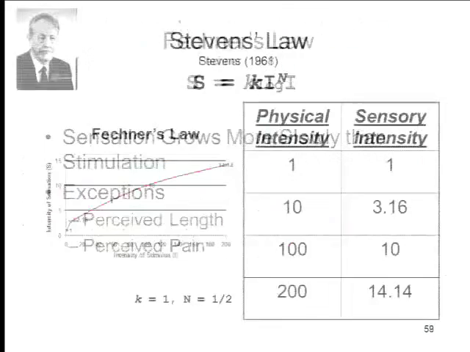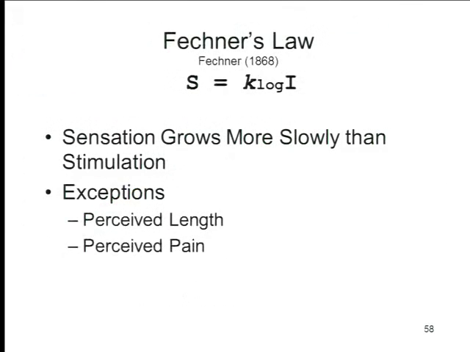What does this mean in English? Okay, what it means in English really is that, as a rule, sensation grows more slowly than stimulation. Okay, small changes in stimulation give rise to even smaller changes in sensation. Even big changes in stimulation give rise to relatively small changes in sensation. And that is a general psychophysical law. Fechner's law holds across a wide range of modalities and stimuli and all of that.